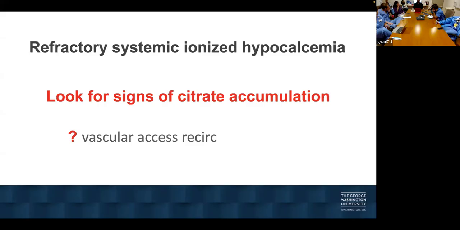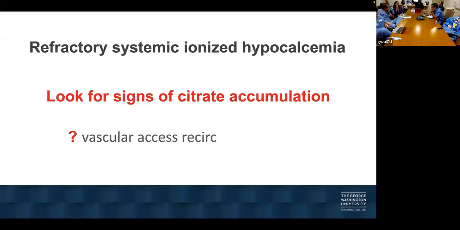It's not a big deal for me. It is, because it will require just more citrate. The bigger deal is if you think there is hypocalcemia and you're checking your ionized calcium from the circuit. Ionized calcium should not be checked from the circuit.